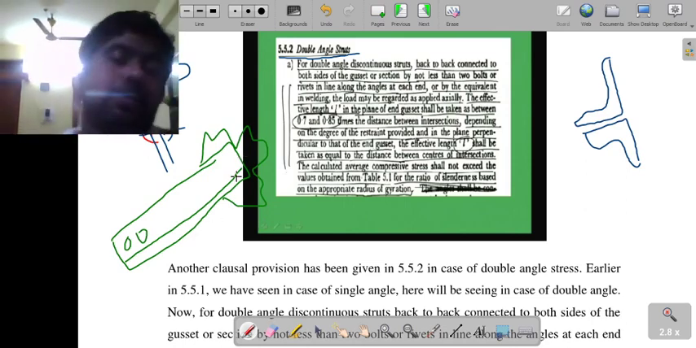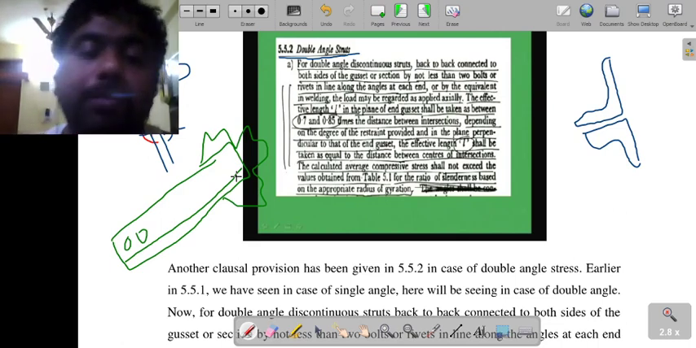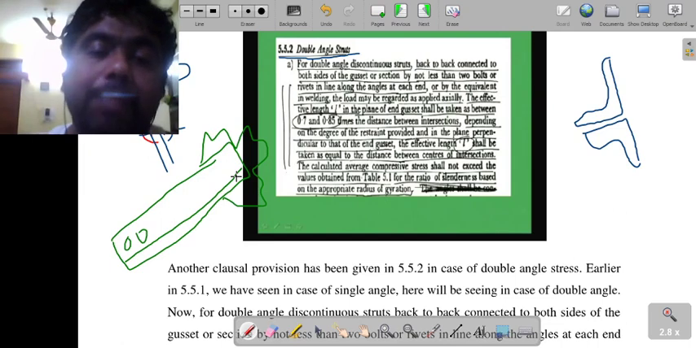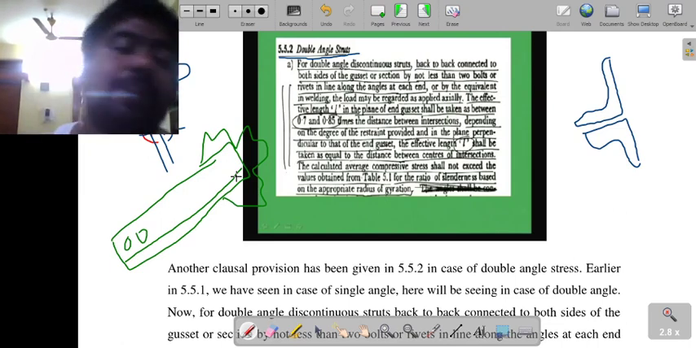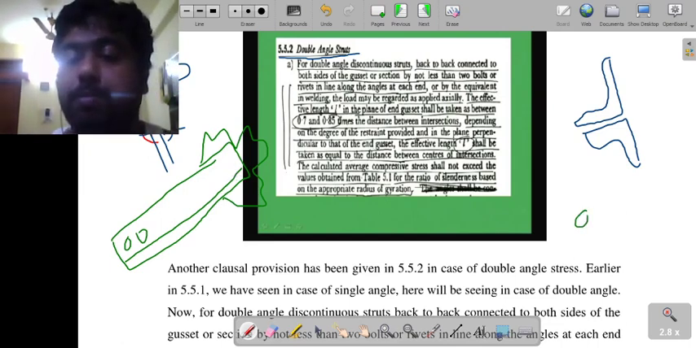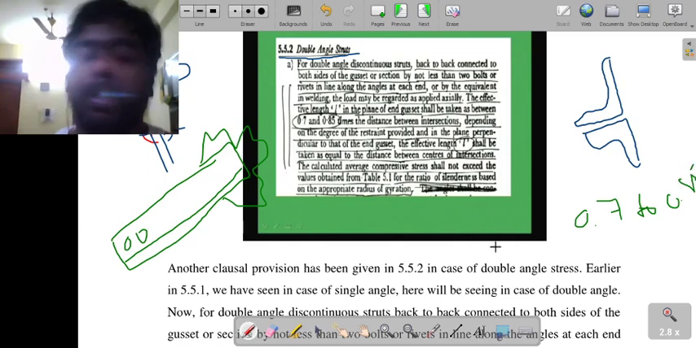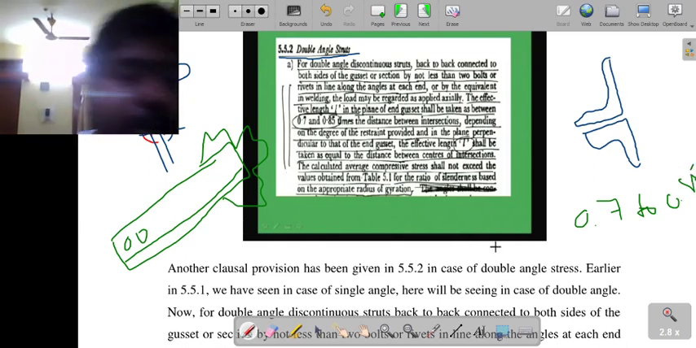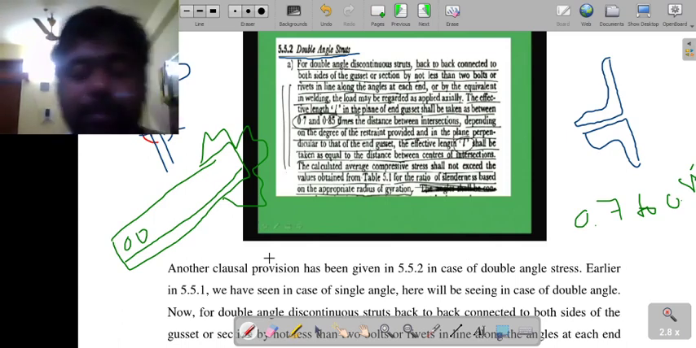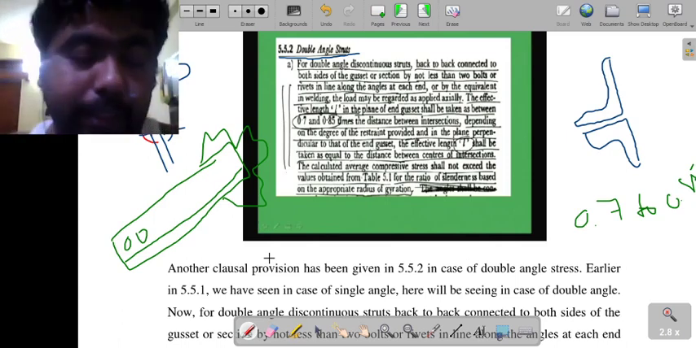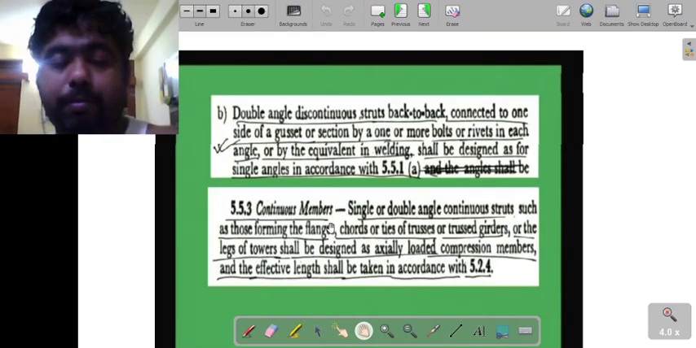In that case, what will be the effective length? Write down: effective length will be equal to 0.7 to 0.85 times of the L. And permissible stress will be equal to simply sigma SC. Okay, that's it. Strut 5, 6.